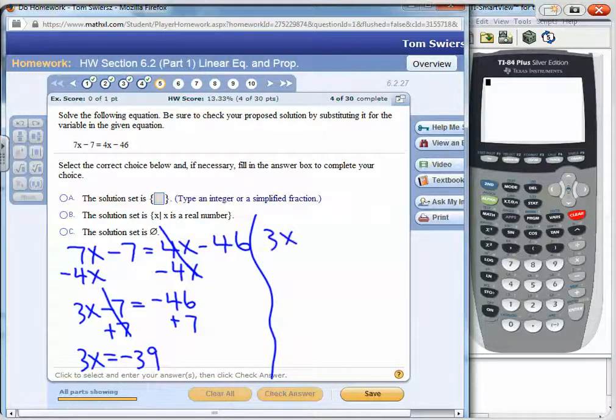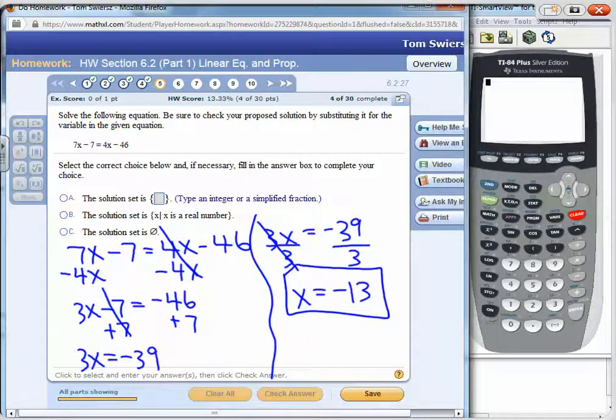So now I have 3x equals a negative 39. To make it 1x, I divide by 3. 3 divided by 3 is 1, 1 times x is x. Negative 39 divided by 3, of course, is a negative 13. And we've solved for x. So there is our correct answer in terms of solving the equation.